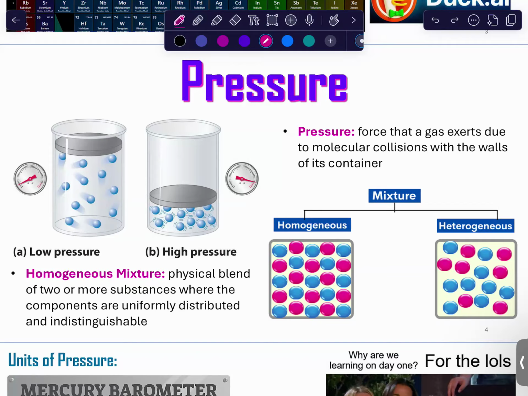Heterogeneous, just think of ice and drink. You can see the ice, you can see the liquid. You can see a definite boundary between the two species. That's heterogeneous.